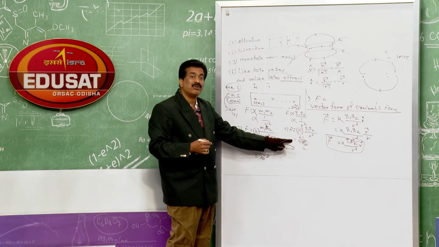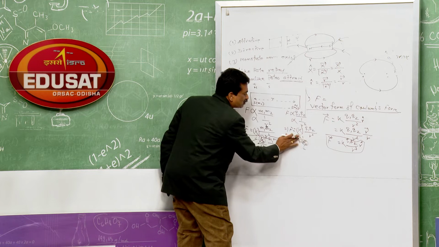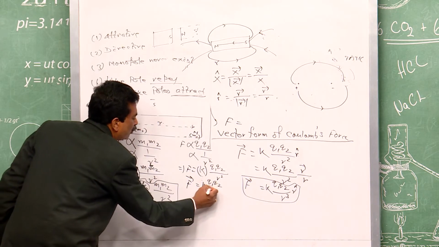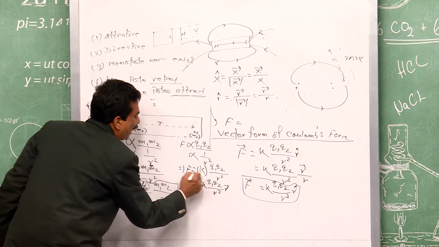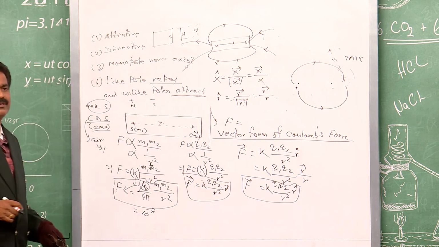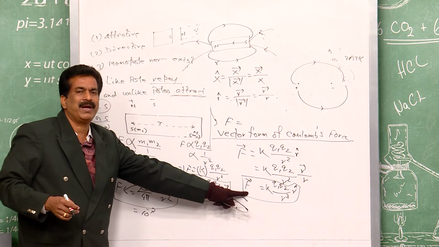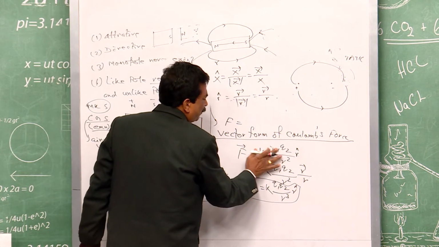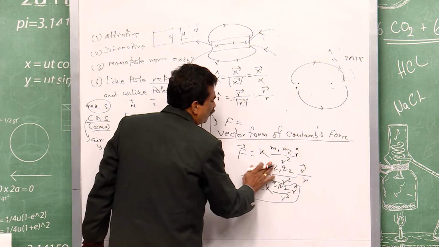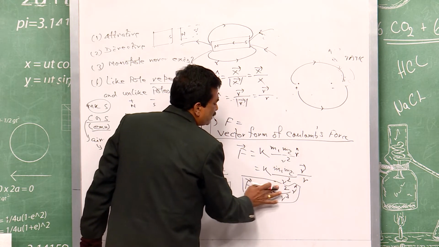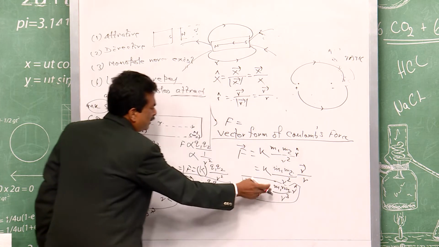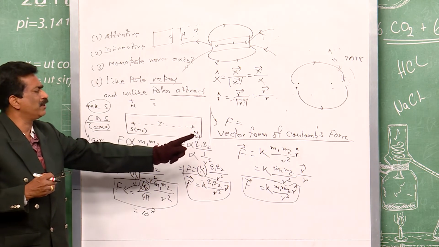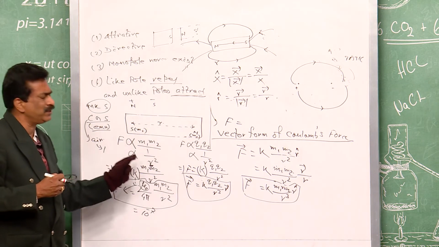Similarly, if we go for electrostatics, the magnitude portion is this one, and if we make it a vector, then that is equal to k q1 q2 by r cube of r vector. This is the electrostatic vectorial form, this is the magnetostatic vectorial form. You look, they look similar. For the Coulomb's force of magnetostatics, this is M1, M2. This is for magnetostatics, this is for electrostatics. So this is Coulomb's law of magnetostatics, the mathematical expression with its vectorial form.